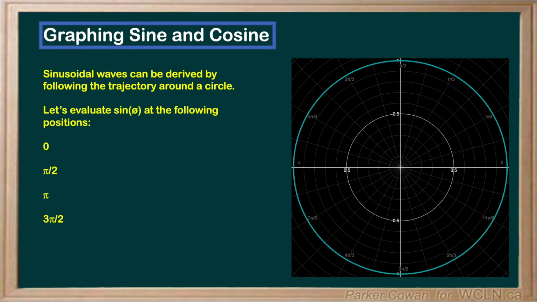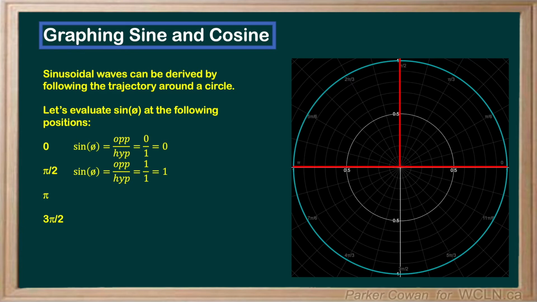Starting with 0, we draw a line from the origin to 0 on the graph. Think of this line like a very thin triangle, with the vertical side length being equal to 0. In this case, sine theta will be equal to 0. Next, let's evaluate pi over 2. This time our opposite side is equal to our hypotenuse, which gives us a value for sine theta of 1.